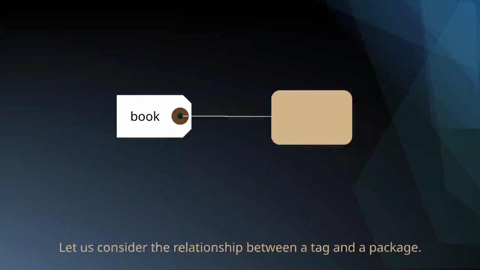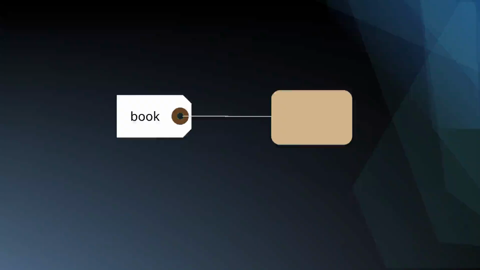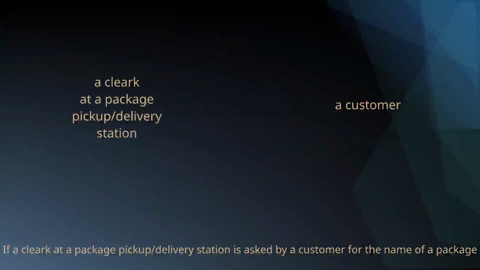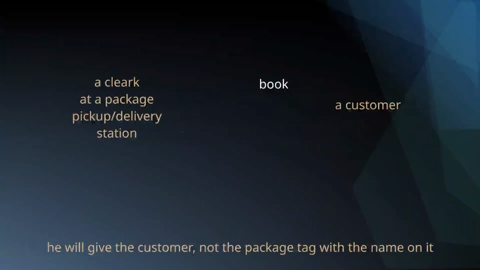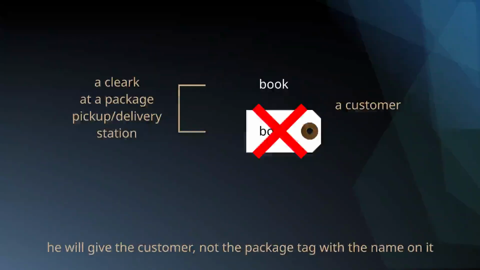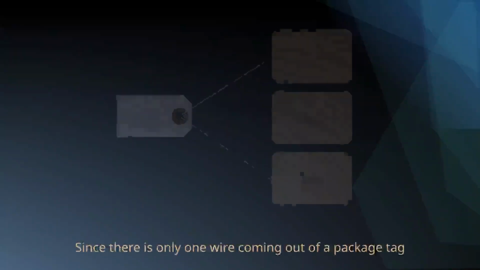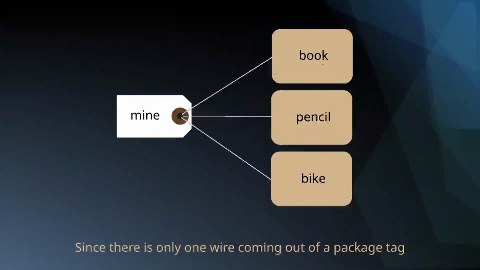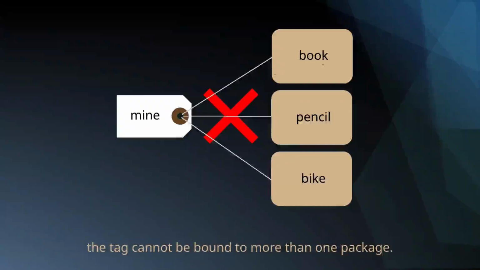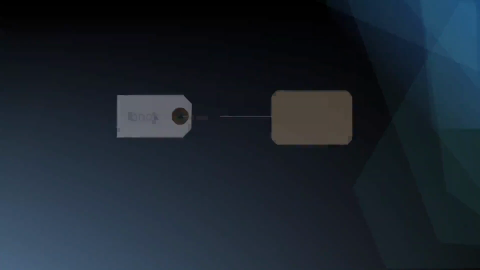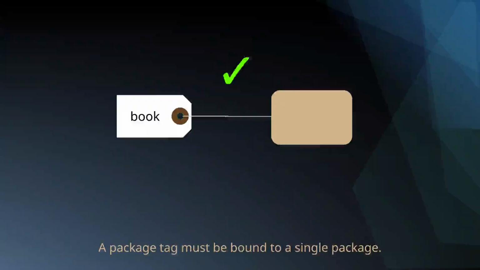Let us consider the relationship between a tag and a package. If a clerk at a package pickup delivery station is asked by a customer for the name of a package, he will give the customer, not the package tag with the name on it, but the package to which the tag is bound. Since there is only one wire coming out of a package tag, the tag cannot be bound to more than one package. If the tag is not bound to any package, it is meaningless as a tag for tracing a package. A package tag must be bound to a single package.